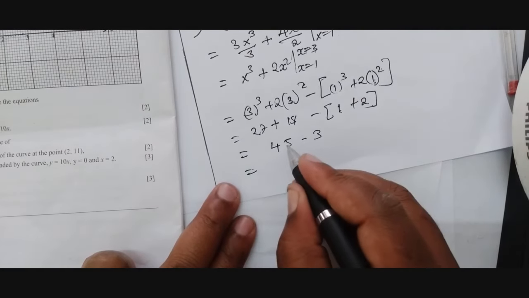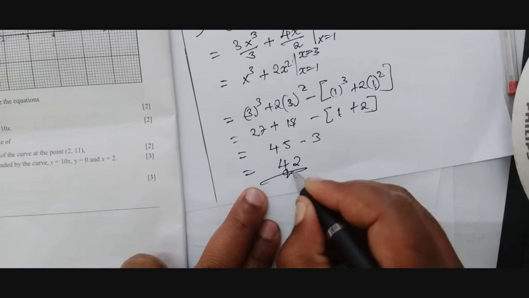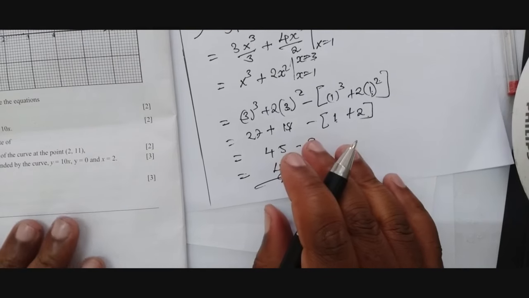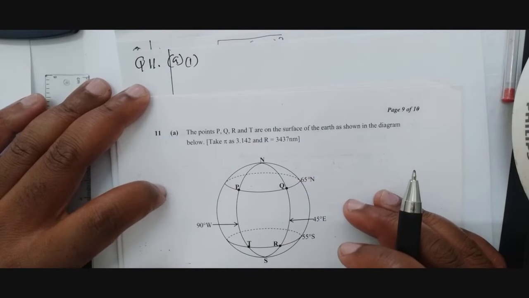Alright? Then, what is 45 minus 3? It is 42. And this is our answer. Which brings us to the end of question 10. Alright? We go to the next question. Okay, we have question 11 here.